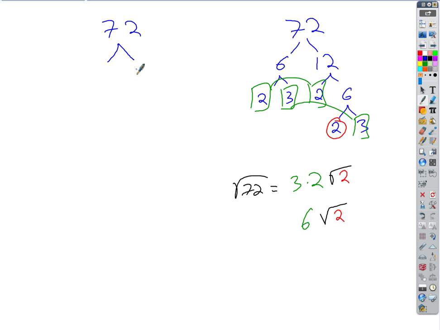Now, when I say perfect square, does everybody know what I'm talking about? So let's make a list of perfect squares. 2 squared is, 3 squared is, 4 squared is. Okay, you get the idea? What's next? 49.